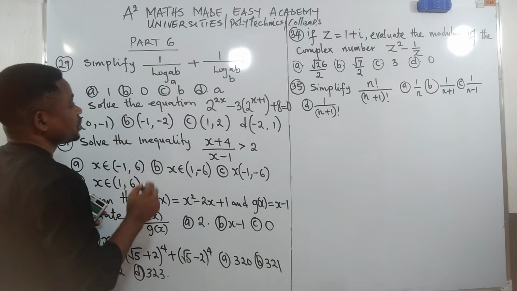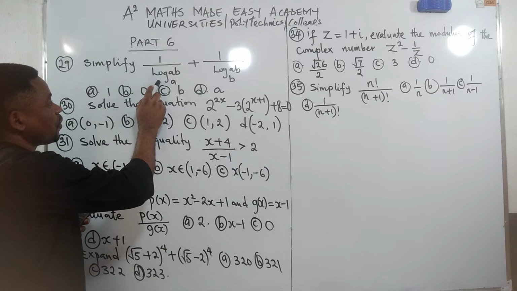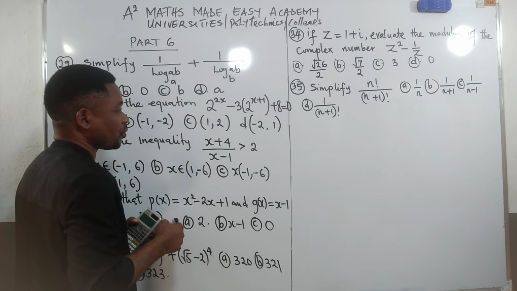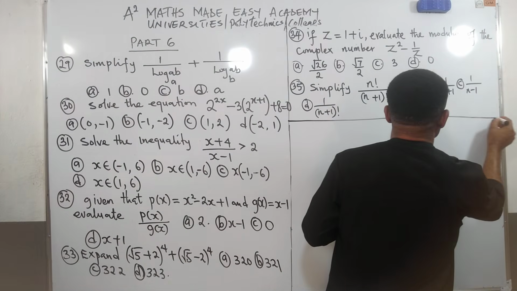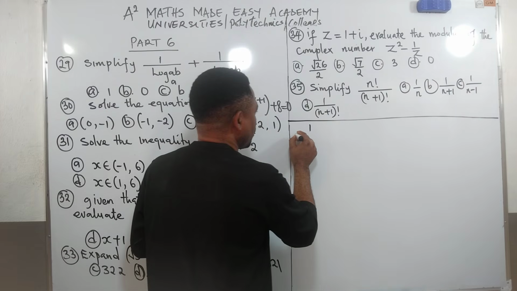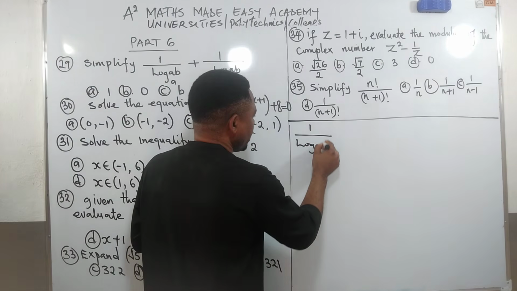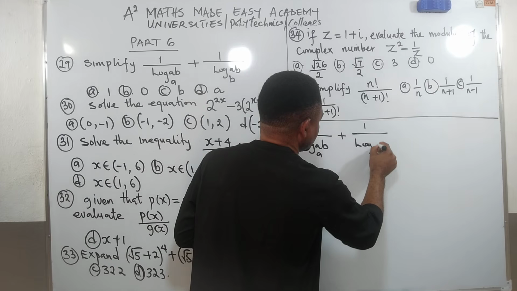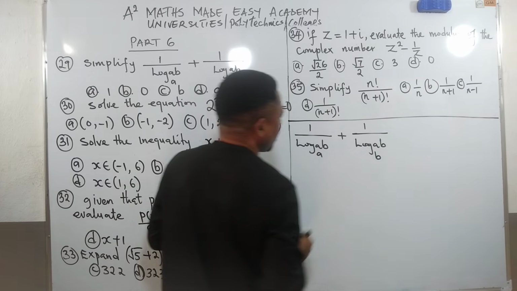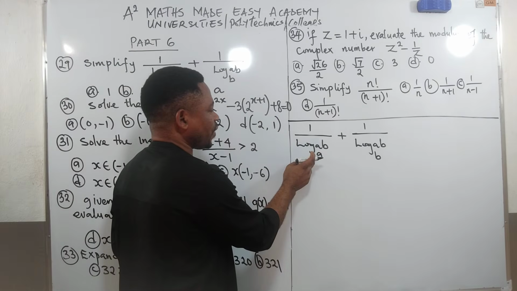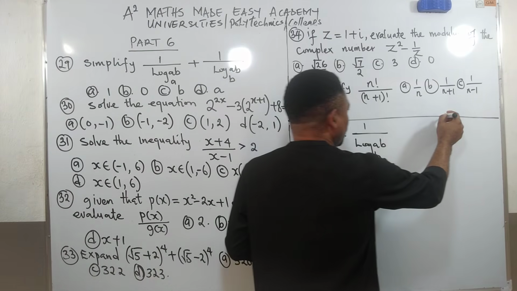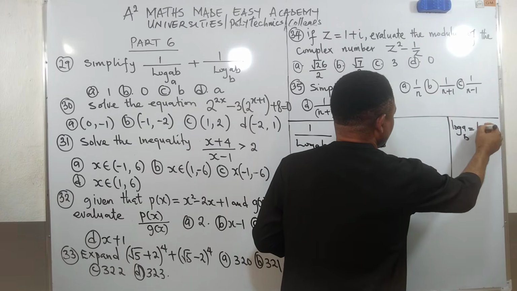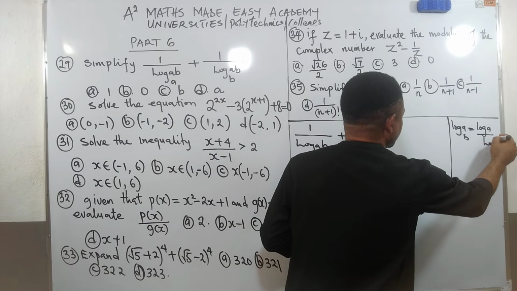This is part 6. Now, the question says, simplify 1 all over log AB base A plus 1 all over log AB base B. Now, this is very simple. Are you with me now? I want you to understand this. We are going to convert this to double logarithm. And I want you to recall that anytime you encounter log A to base B, it's going to be log A all over log B. Are you with me?